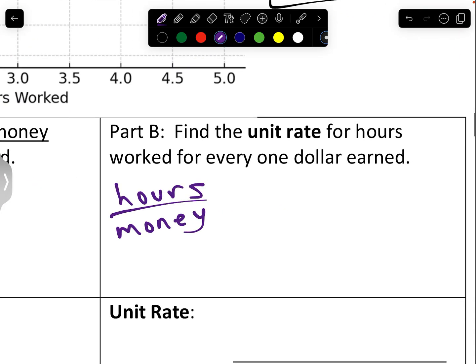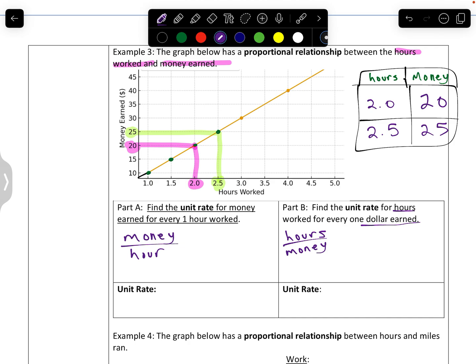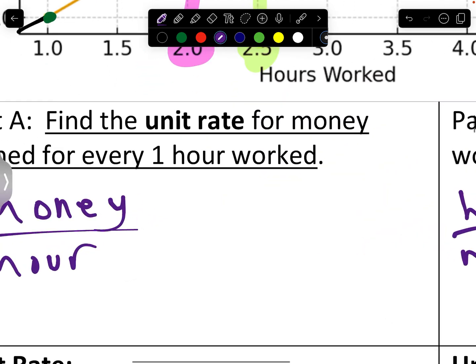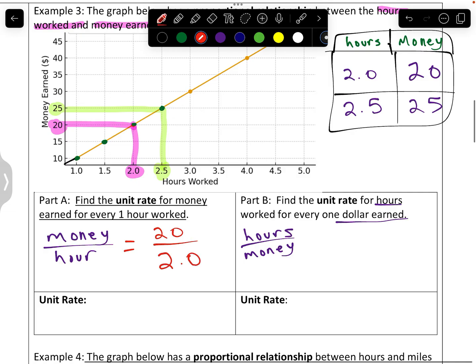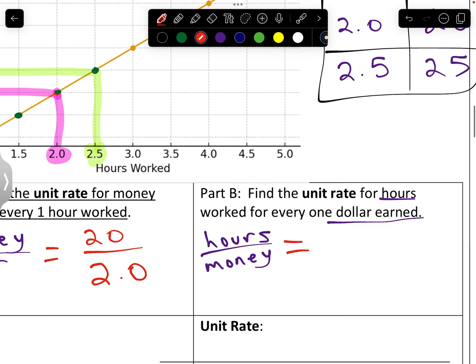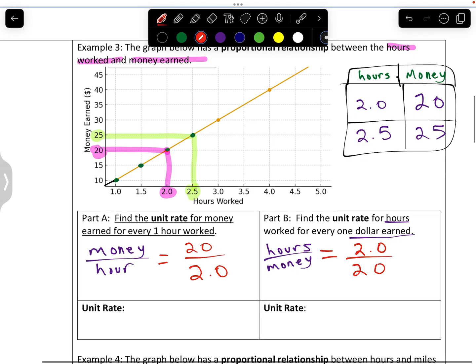So find the unit rate for hours over every dollar earned or money. Choose a set of numbers again, plug them in. Now look, they're going to give you two different answers. This one right here, if I were to select it, money, let's say I chose the 20 that was right there and the 2.0. But this one was flipped, so the numbers. So instead of 20 over 2.0, it'll flip like that. They're going to give you two different answers, so make sure that you go through and check to see what those two answers are. Then you write your unit rate out. One's money per hour, the other one's hours per dollar earned or per money.